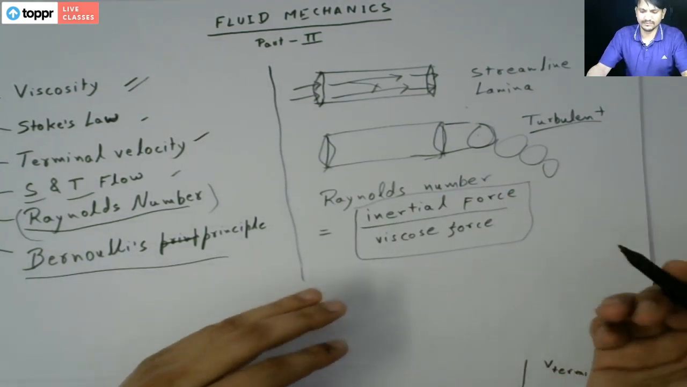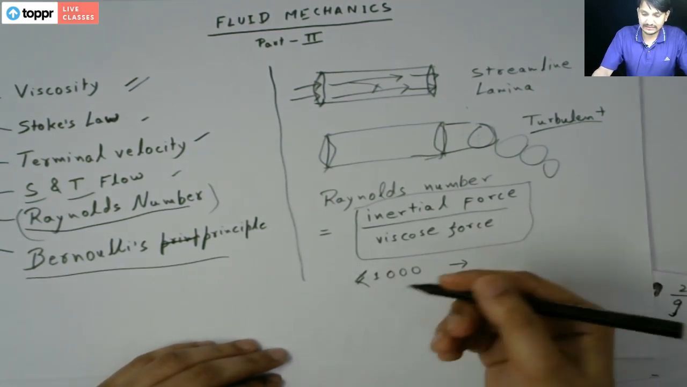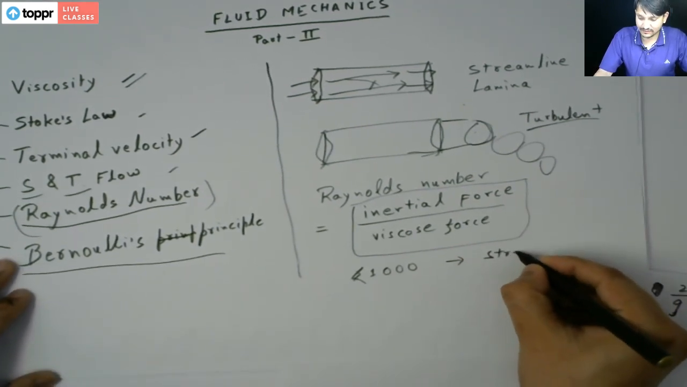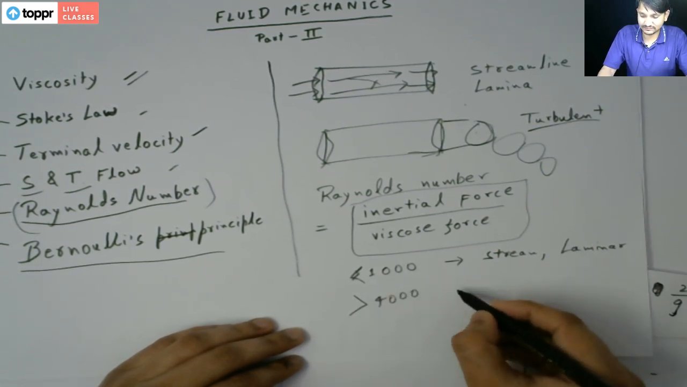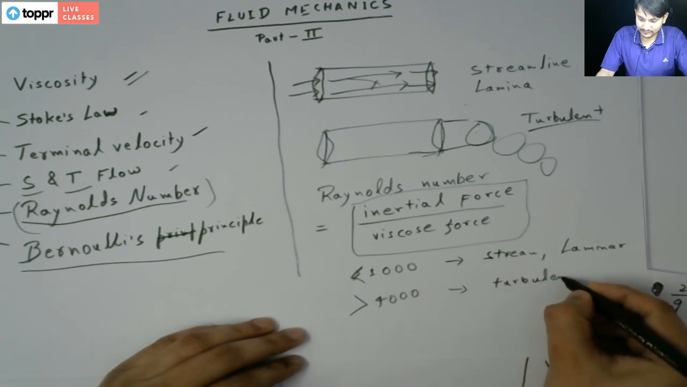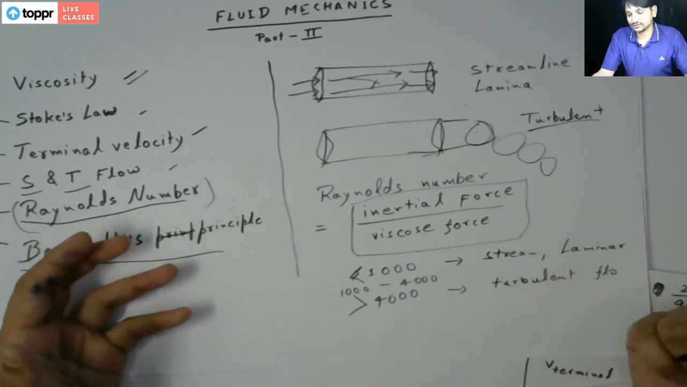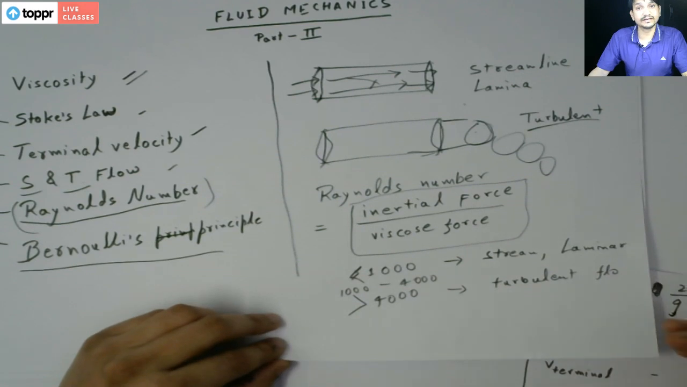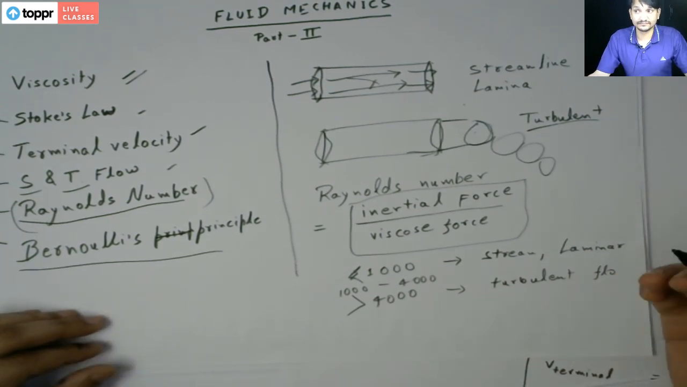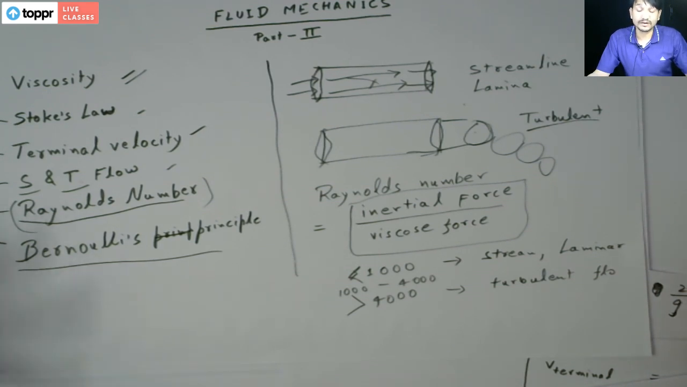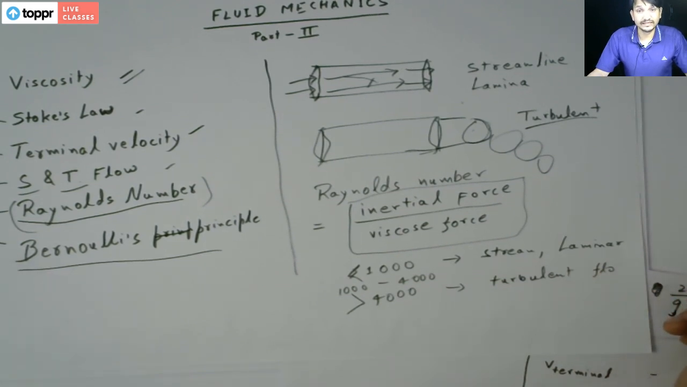This ratio is known as Reynolds number, and it is said that if this is smaller than 1000, the flow is streamline or laminar. Laminar is nothing but streamline, and if it is greater than 4000, it is definitely a turbulent flow. In between 1000 and 4000, the flow may vary from laminar to turbulent and so on. It may sometimes become laminar, it may sometimes become turbulent. You will learn about this topic in higher classes, in higher parts of fluid mechanics in engineering courses. But for now, this much is all you need to know. Even for the JEE syllabus, this is enough.